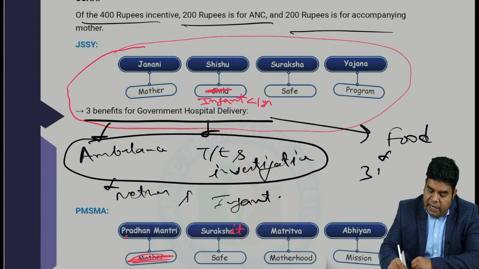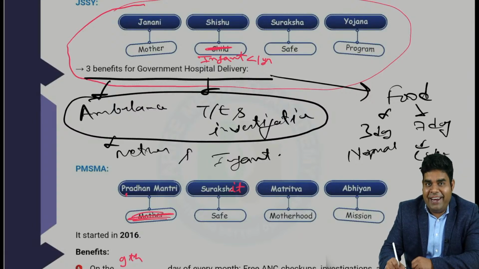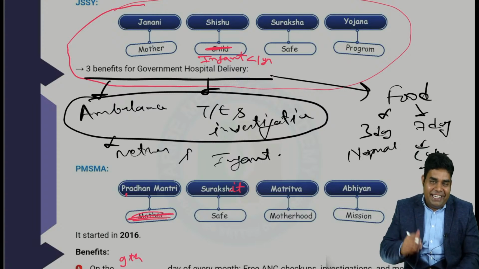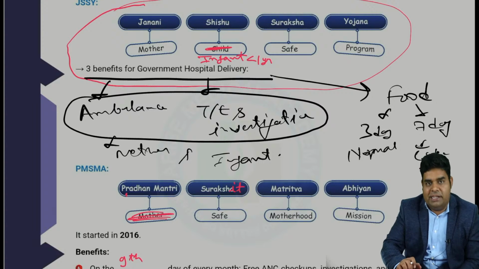Food is for 3 days if it is normal delivery, and food is for 7 days if it is C-section. For mother and not for kid. What will the kid eat now? So mother and one attendant will get the food under JSSY.